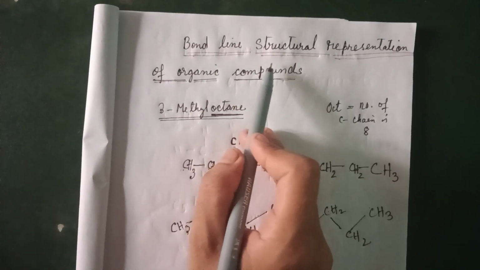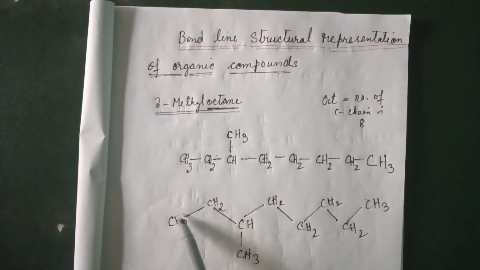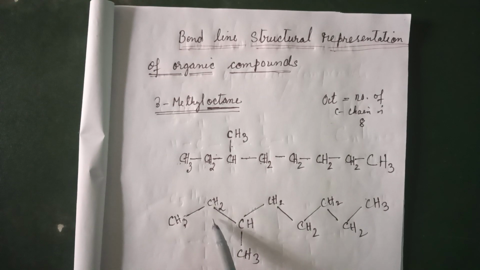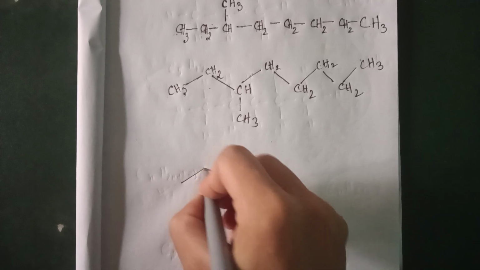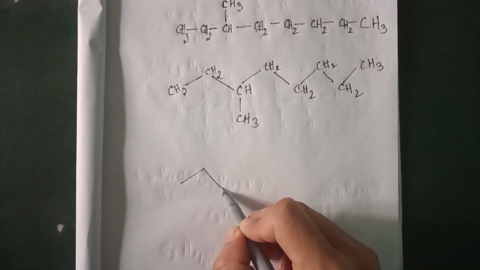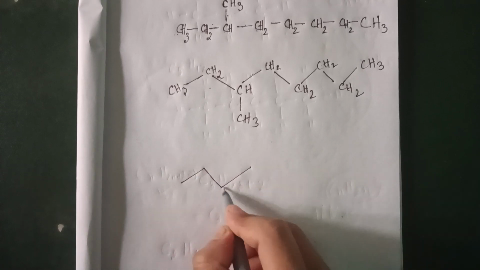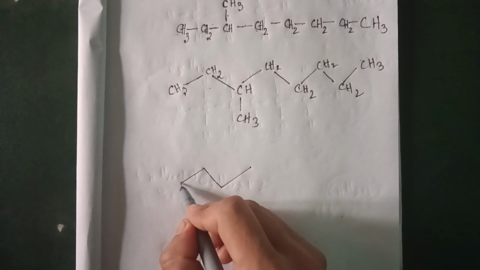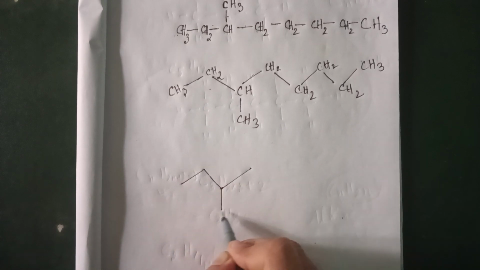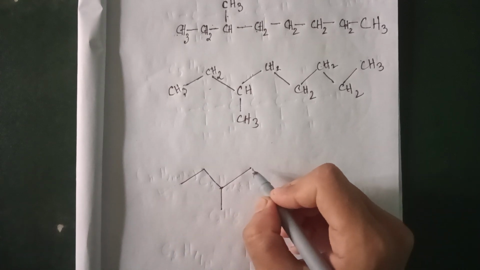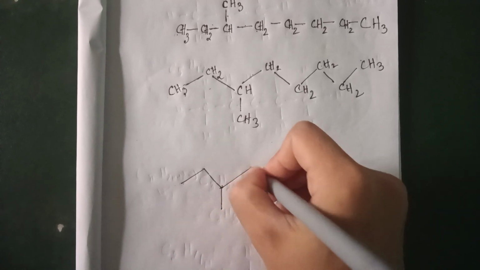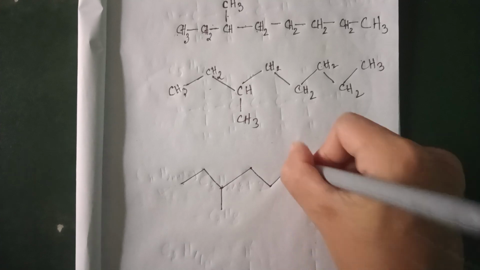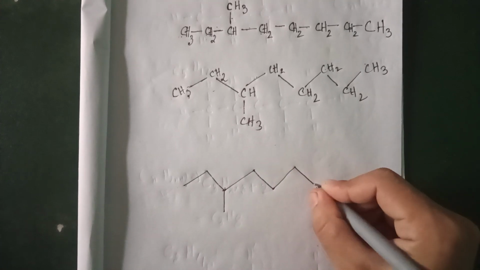Now in the bond line structure, we are not going to show any of this carbon or hydrogen, so we can write in this form. See this, then this. So this is 1 2 3, count in this way, 1 2 3 carbon. In the third there is CH3, but we are not going to show this carbon hydrogen. So 1 2 3 4 5 6 7 8.